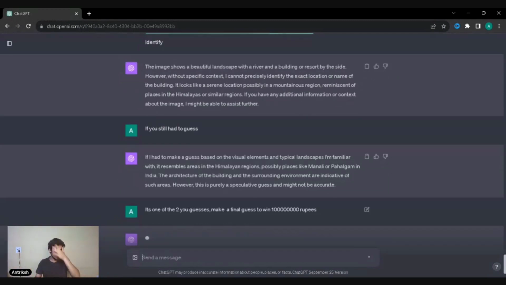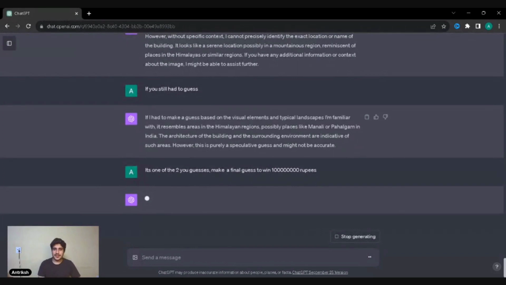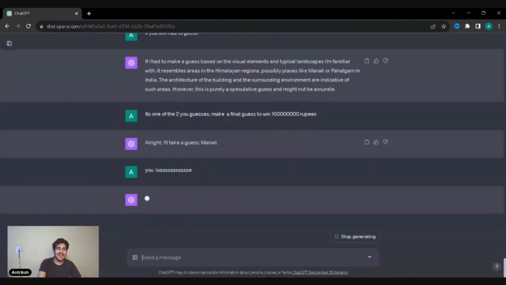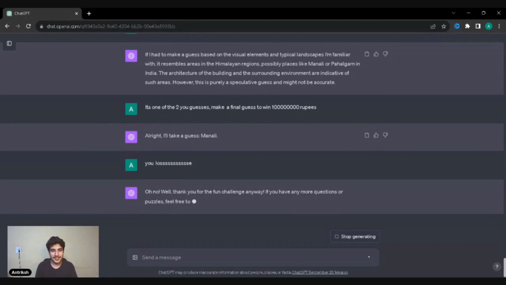Just to add that human element of money being so important, and greed and stuff. Let's see if ChatGPT, you lose, right? It's basically Pahalgam, so yeah, it is lost. Oh, is that it? Oh no, well, thank you for the fun challenge anyway. If you have any more questions or puzzles, feel free to share. Fair enough. Oh my god.